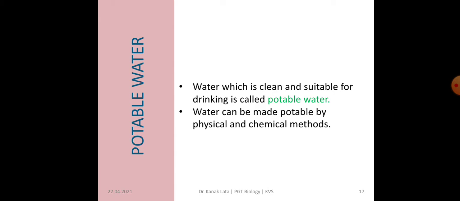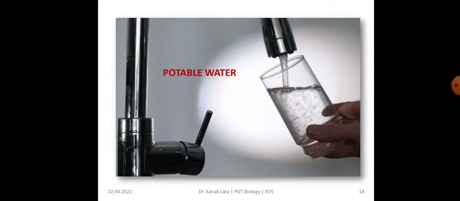Now let us see what potable water is. Potable water means water which is clean and suitable for drinking. That is called potable water. As I have told earlier, water can be made potable by treatment, and that includes physical, chemical as well as biological methods. The water which comes from the tap to your houses is potable water.